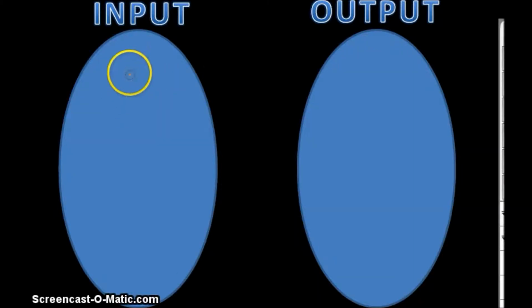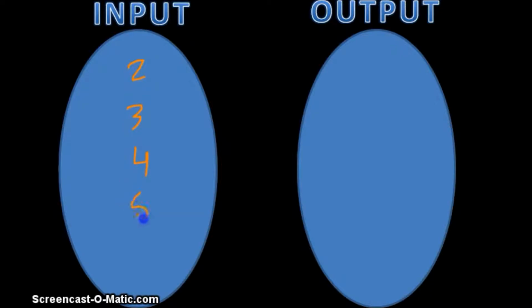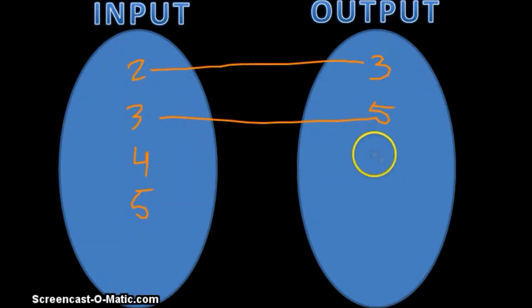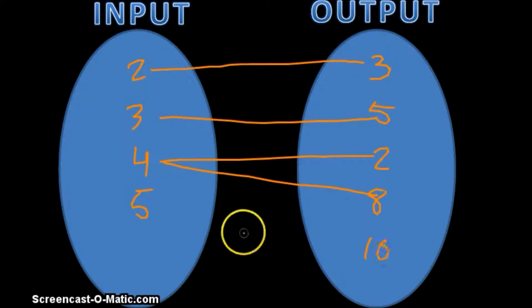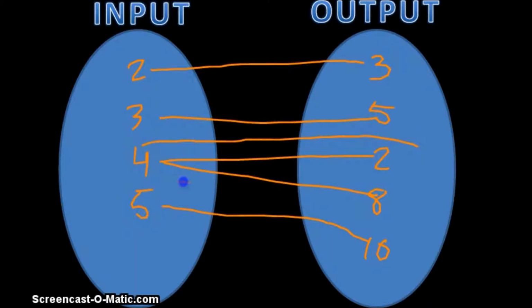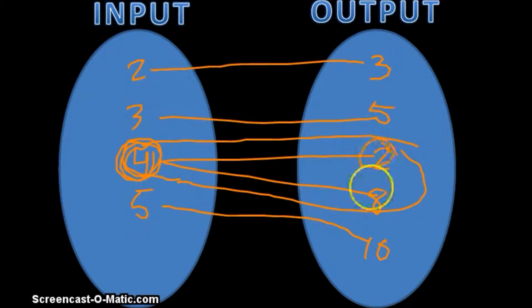If I had inputs of 2, 3, 4, and 5 again, and say that 2 corresponded with 3, this is 2 comma 3. And say that 3 corresponded with 5. Now let's say that 4 corresponds to both 2 and 8. And then we have this last number of just say 10. This would be considered a non-function because of this relationship right here. The definition of a function is, again, you can only have one output for every input. So this one input here of 4 has two outputs of 2 and 8. So this is therefore not a function.